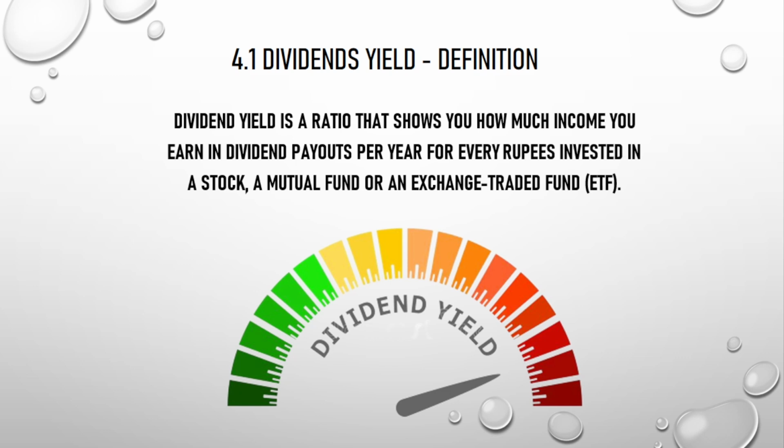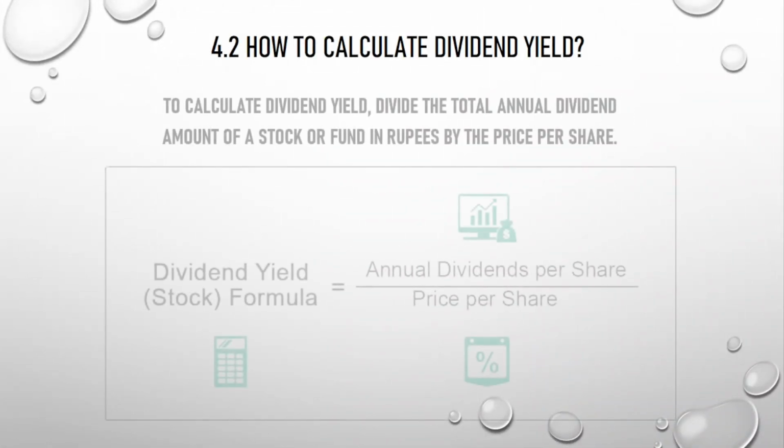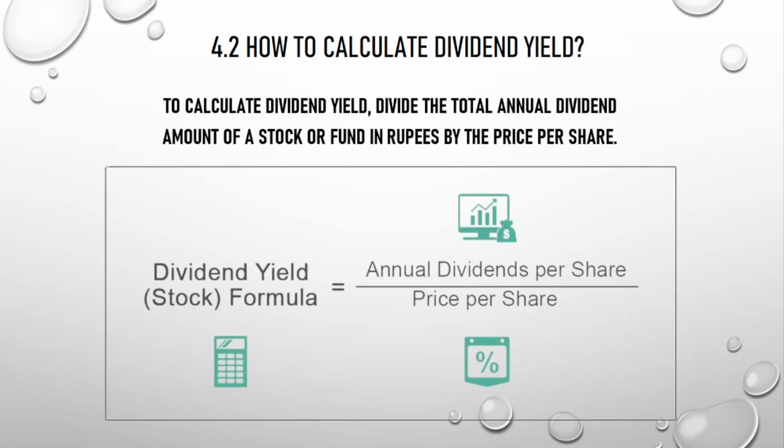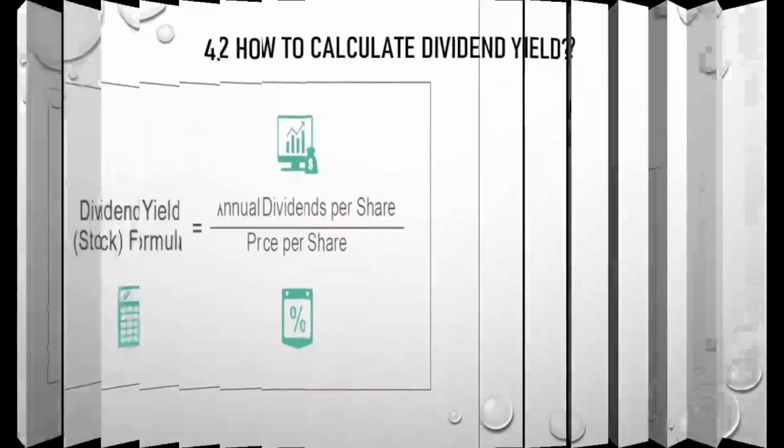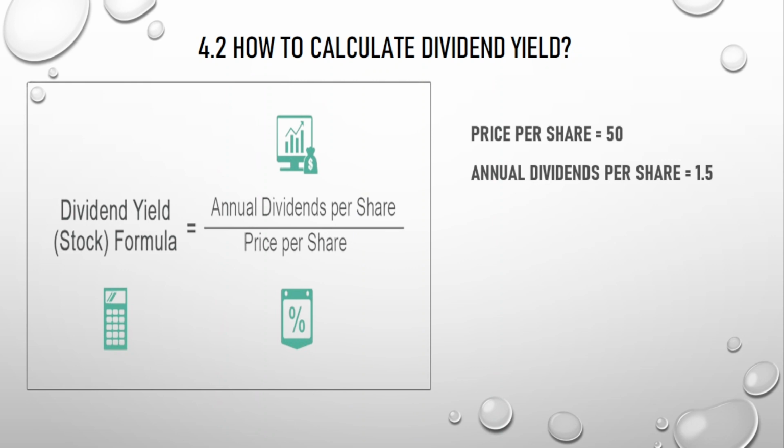To put it another way, the dividend yield is the security's annual dividend payment expressed as a percentage of its current price. This percentage yield tells you what your annual earning on the investment would be for the price you paid for the security. How to calculate the dividend yield? To calculate the dividend yield, divide the total annual dividend amount of a stock or a fund in rupees by the price per share. The dividend yield equals dividend per share divided by the price per share.